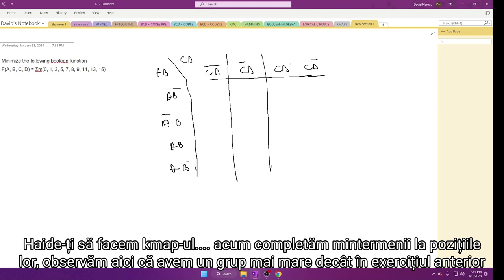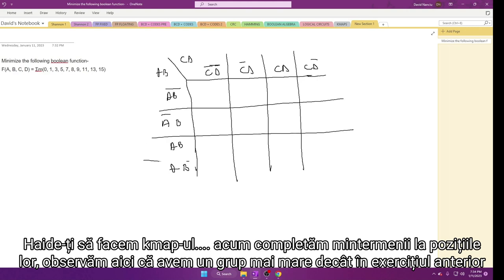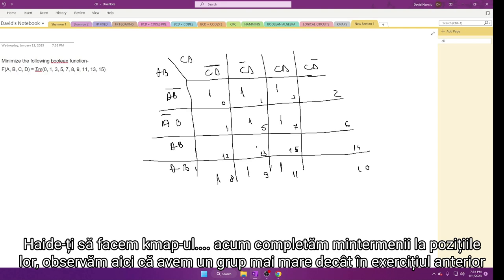We draw the lines and the columns again. We complete the indices 0, 1, 3, 2. We add here 4, 6, 7, 5, then 8, 9, 11, 10, 14, 15, 13, and then 12. Great. Now we complete the minterms at their position. So it's 1, 2, 3, 0, 1, 2, 3, 5, 7, 8, 9, 11, 13, and 14.